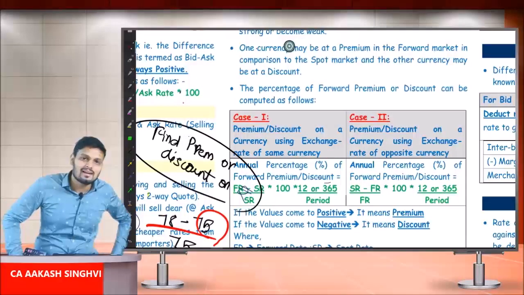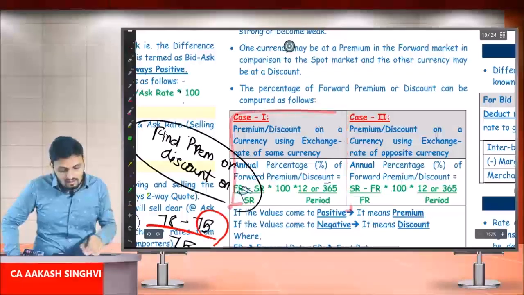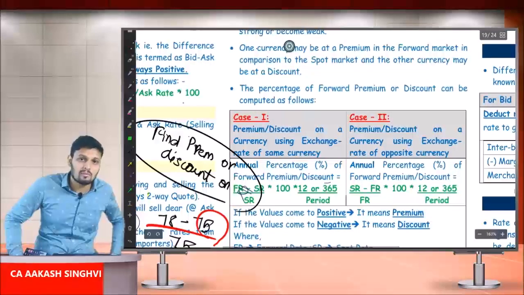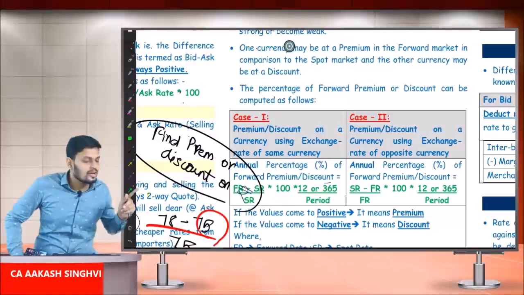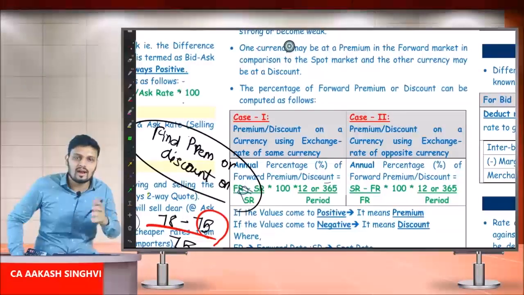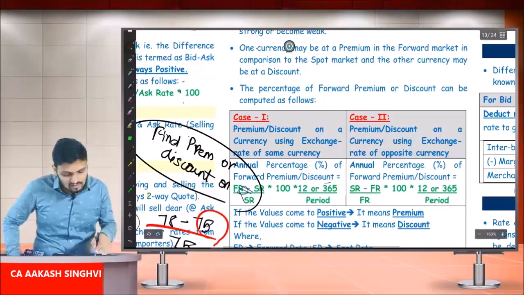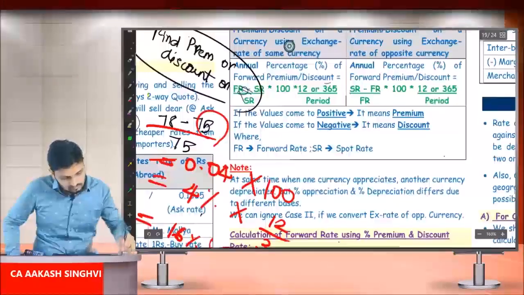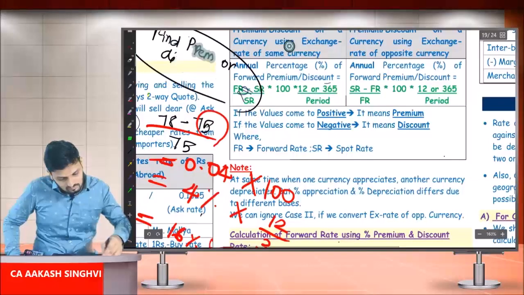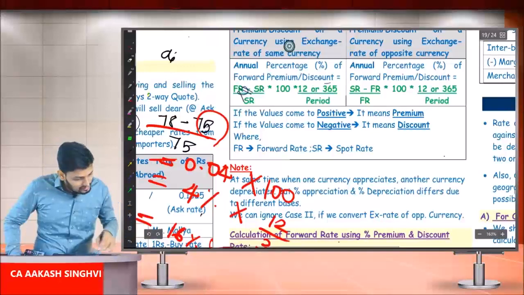So in examination, if you want, you remember only this formula. If you remember only this formula, you have to remember one thing. What is the premium or discount on dollar if they're asking? The rate should also be in dollar. Or what is the premium or discount on rupee if they're asking? The rate you can convert into rupee and find out the answer based on case 1. Done? I hope even this was clear.